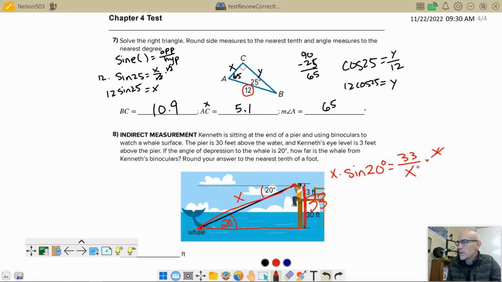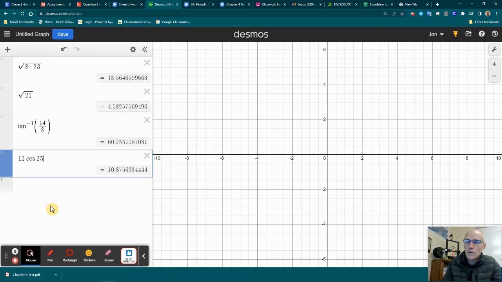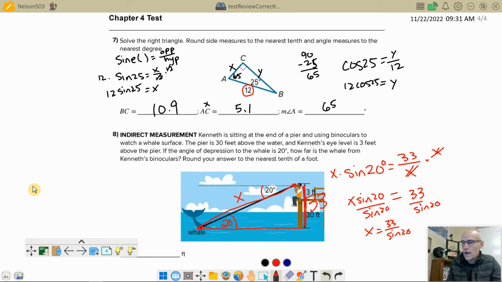So I multiply both sides by x, and I get 33 is equal to x times the sine of 20. I divide both sides by the sine of 20, and I end up with 33 divided by the sine of 20. Let's go over here, 33 divided by sine 20, and I get 96.5. So 96.5 feet on number 8.